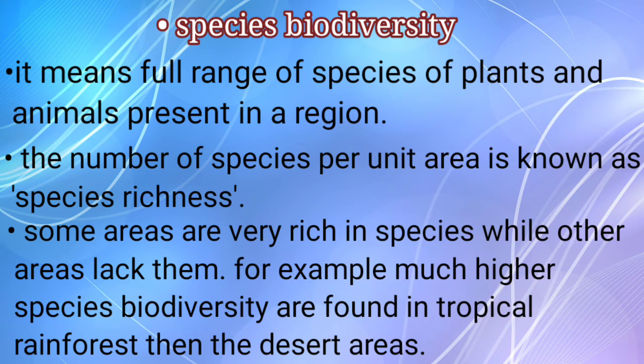Species biodiversity means the full range of species of plants and animals present in a specific region. It means that a variety of species are found in one particular area. The number of species per unit area is known as species richness. Some areas are very rich in species while other areas lack them. Everywhere it is not uniformly distributed. For example, higher species biodiversity is found in tropical rainforests, but it is lacking in desert areas. In desert areas, fewer species are found.